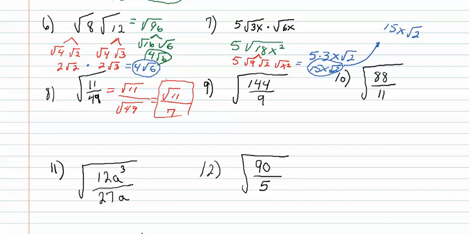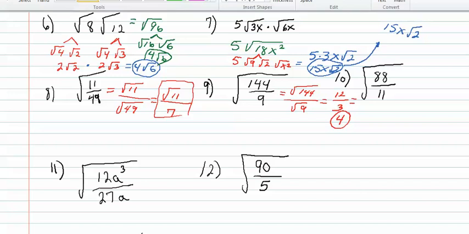Okay, number 9. Okay, now I look and I say, okay, could I simplify this? I could, but I think if I broke it down into 2 separate radicals, I can do it almost in my head. So square root of 144 is 12. Square root of 9 is 3. I'm almost there. Can I simplify? How many times will 3 go into 12? 4 times. So that's your answer. We simplified it all the way down.